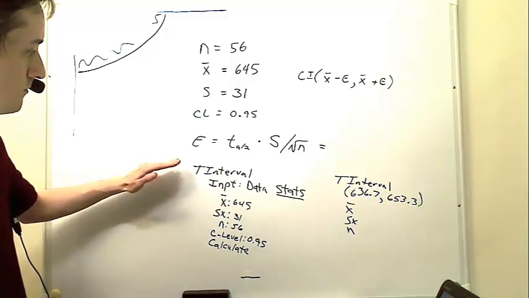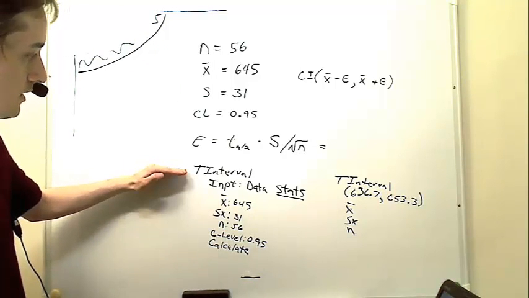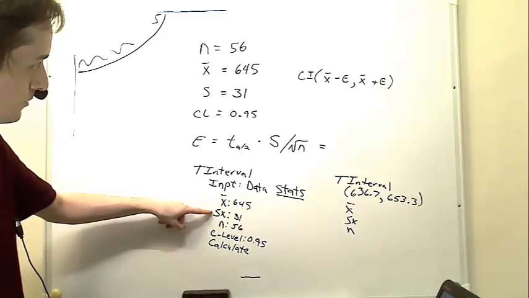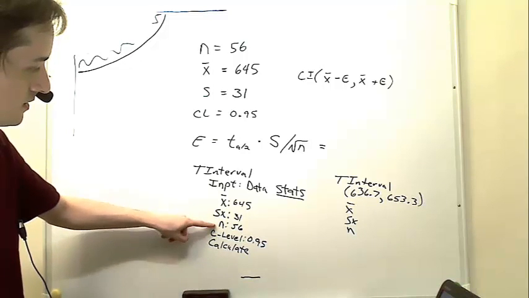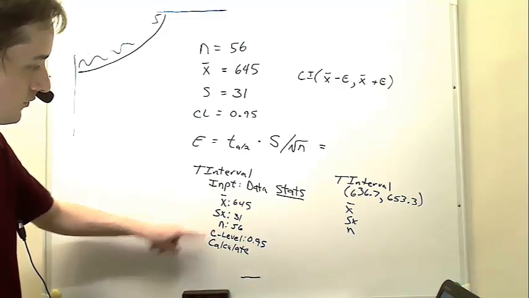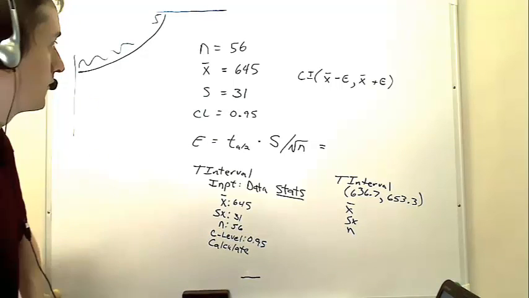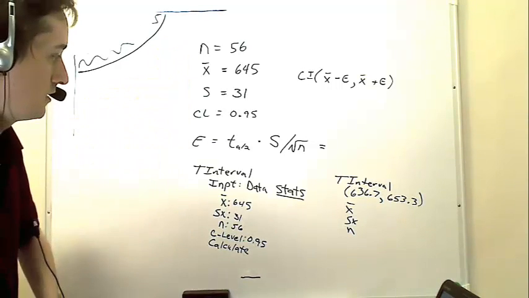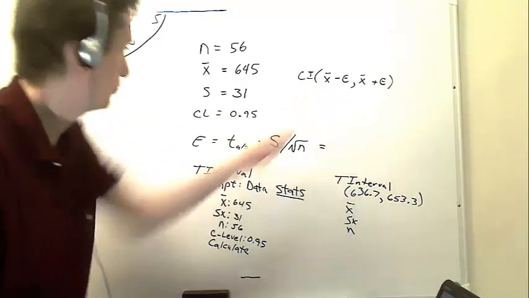So if you're going to use your calculator, and if you're going to use this t-interval, you're going to have to know x bar, your sample standard deviation, n, and your C-level. You need those 4 pieces of information. These 4. Punch those in, and it'll give you your interval.